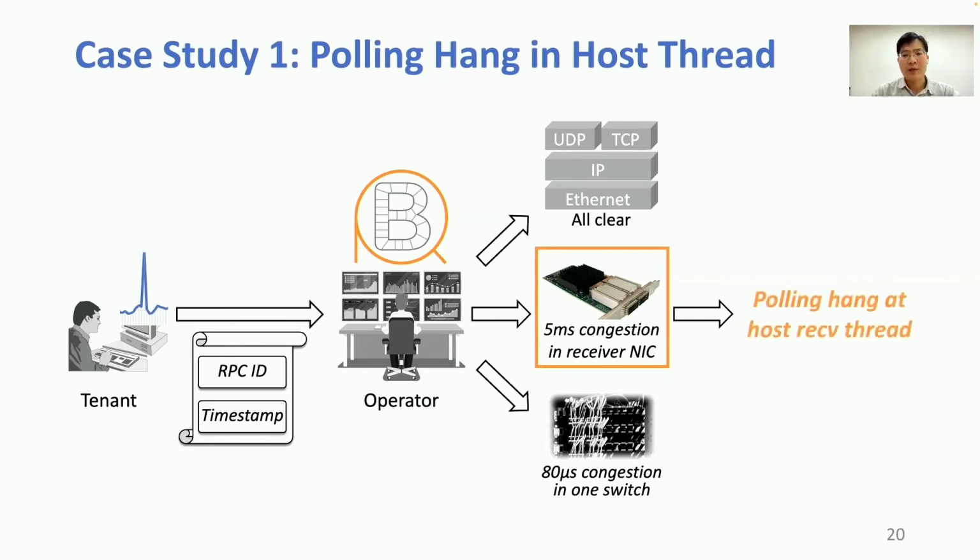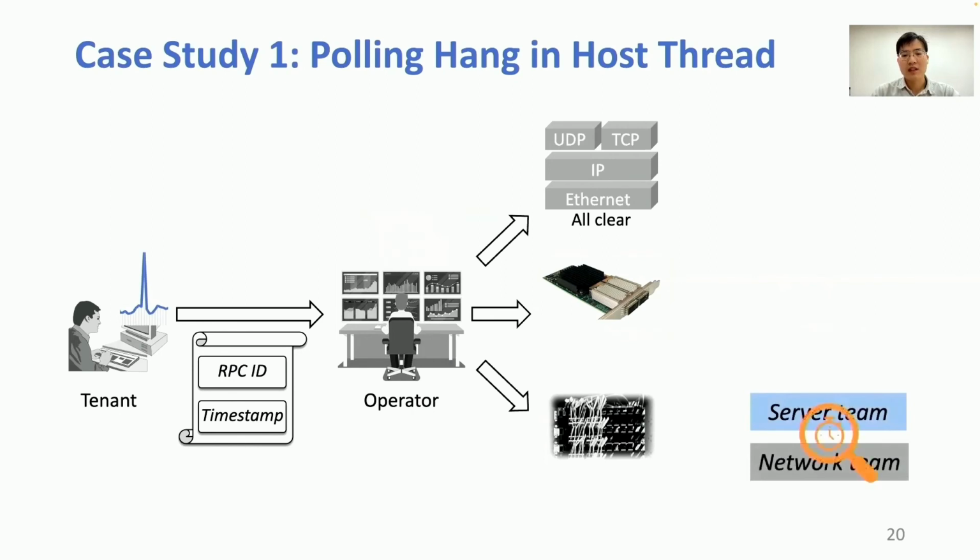Finally, with BufScope, the operator quickly diagnosed the root cause as a pooling harm. Without BufScope, both the server and the network teams feel responsible, and figuring out who is primarily responsible can be a time-consuming task, which took 1 week in this case.